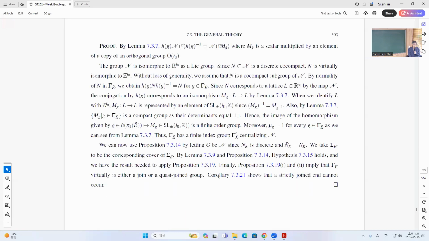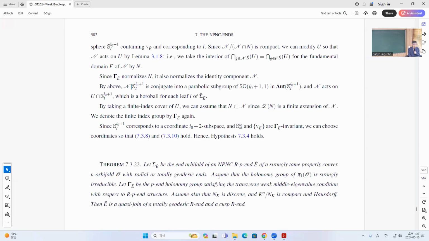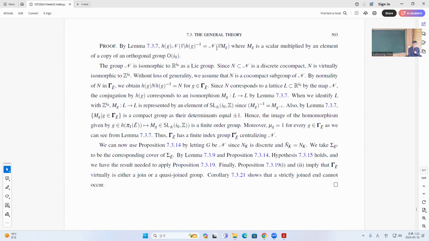Okay. So therefore we have this nice situation, and then we have to show the hypothesis 7.3.15 also holds, and then we can show that it has to be quasi-joint. Then of course I also have to show mu z is 0. Mu z is always 1 by 7.37.